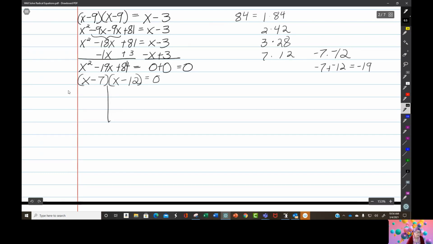Now, x minus 7 equals 0 and x minus 12 equals 0. Add 7 to both sides, you get x equals 7. And add 12 to both sides and you get x equals 12. And it sounds like such a wonderful idea to say that x equals 7, 12. But it might not be true.